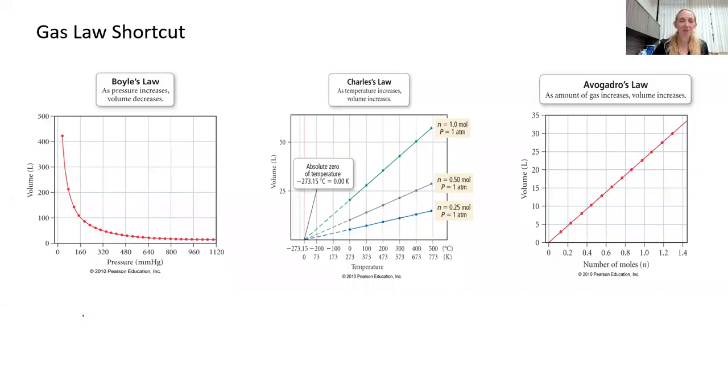Hi, I realized a lot of people don't know this gas law shortcut. So I just wanted to talk about the different gas laws and then show you a shortcut I use so I don't have to memorize all three of these.